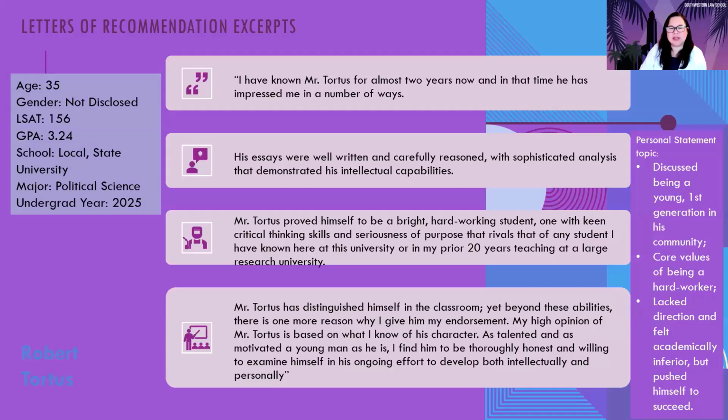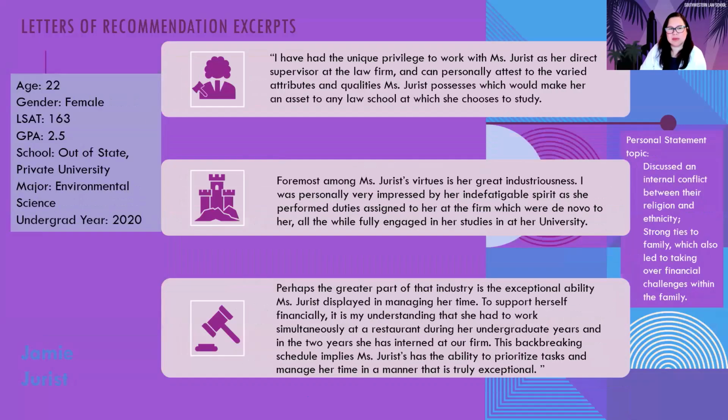Okay, great. Let's move on to the next excerpt. This is going to be Jamie Jurist, 22, female, 163, 2.5. They went to school out of state at a private university, environmental science, graduated in 2020. In their personal statement, they talked about an internal conflict between religion and ethnicity, strong ties to family, which also led them to taking on financial challenges within the family.